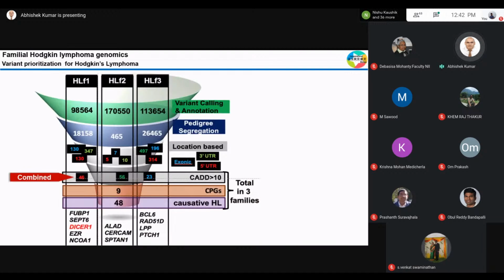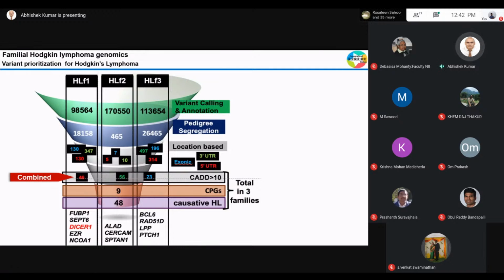So when we combine those cases, when we did the whole genome sequencing, we carried out a combined analysis of 3 families. Initially variants were numbered in lakhs or thousands, and then we did a pedigree segregation. We get a lesser number of variants, and once we have done the mapping on the exomic, 3' UTR, 5' UTR, the number even goes down.